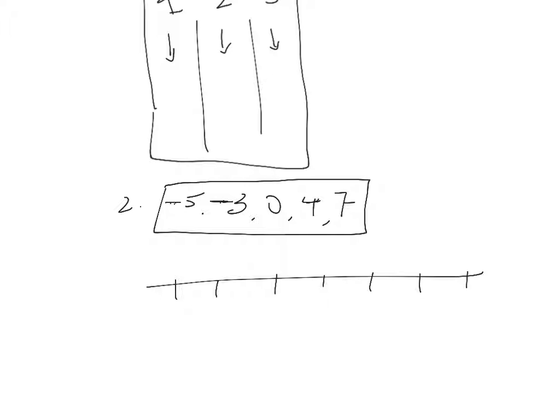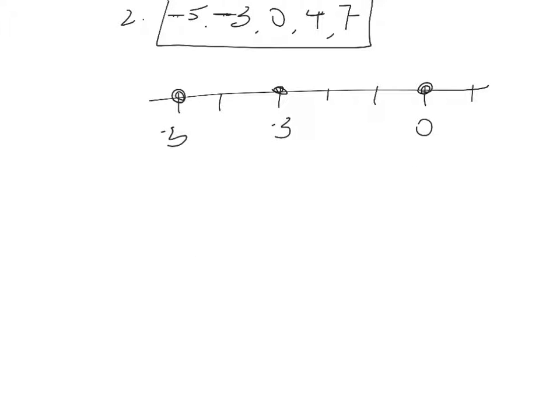Some of you just marked like this. -5, and you made a mark. -3, you made a mark. 0, you made a mark. But you didn't actually write the numbers out. I need to see the numbers. I know this is a little hard to read, but my iPad's not cooperating. The absolute value of -6 is 6.